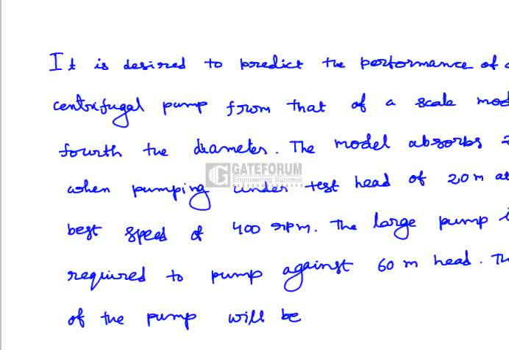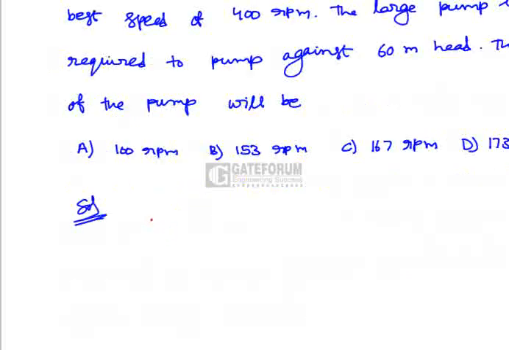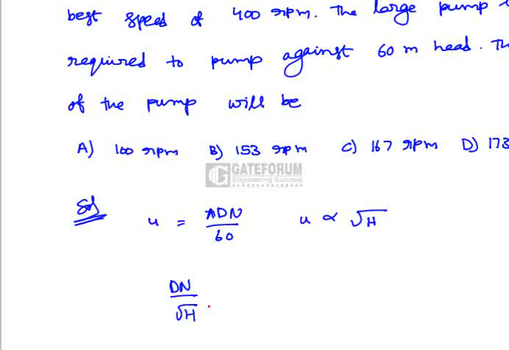So here, coming to the solution, the tangential speed of the turbine is given by pi dn by 60, but this tangential speed is directly proportional to square root of head available, isn't it? So from these two equations, we can obtain dn by root h equal to a constant. Now consider this constant for the model as well as for the original pump, which gives dn by root h of model is equal to dn by root h of the pump, that is the actual pump.